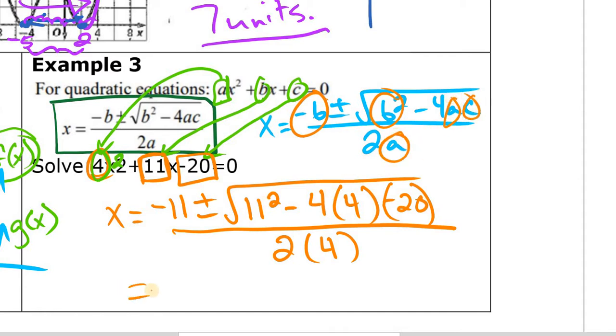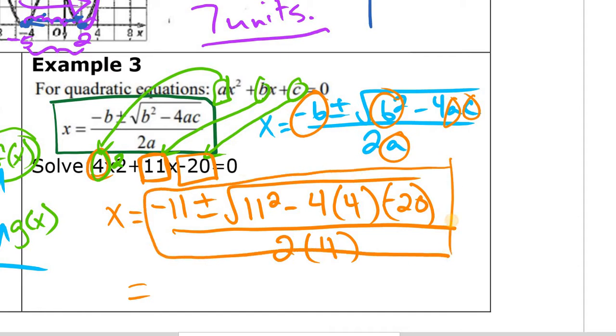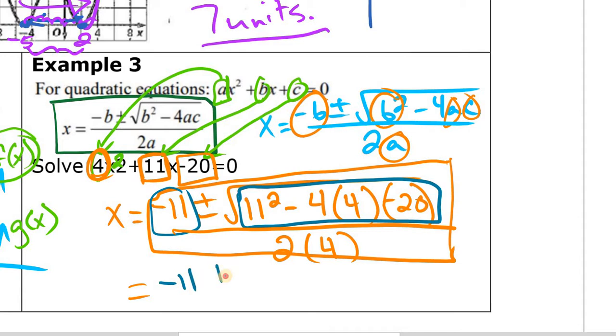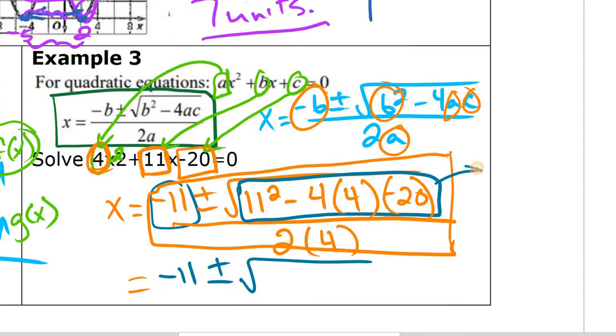At this point on the STAR test, you can type this entire thing into your calculator and get the answer. However, many times on the STAR test, they put it in simplified form, meaning they will only convert this stuff into one number and then leave everything else. For example, that 11 squared will say negative 11 plus or minus. I said squared and it shouldn't have been. Negative 11 plus or minus square root, and they're going to simplify this. So let's go ahead and just bring this over and simplify it.